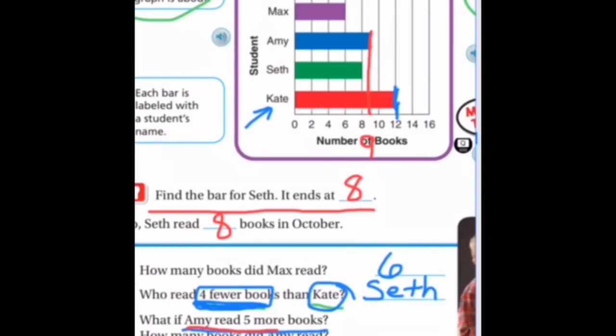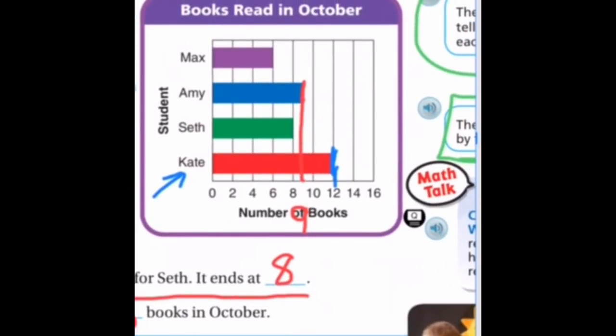And the question's saying, what if she read 5 more? Well, 9 plus 5 is 14. So I have to come all the way out here. Here's 14. And go up to there. And that's where she's going to stop. Now I need to color that in. I'm going to switch over to blue and finish off the bar and shade it in. So that's what it would look like, stopping at the 14.